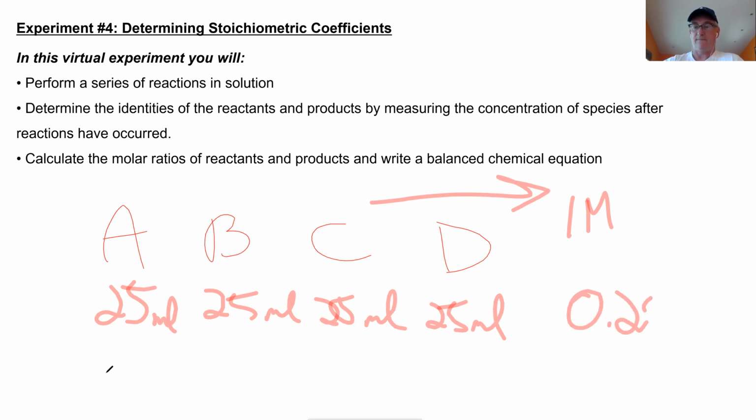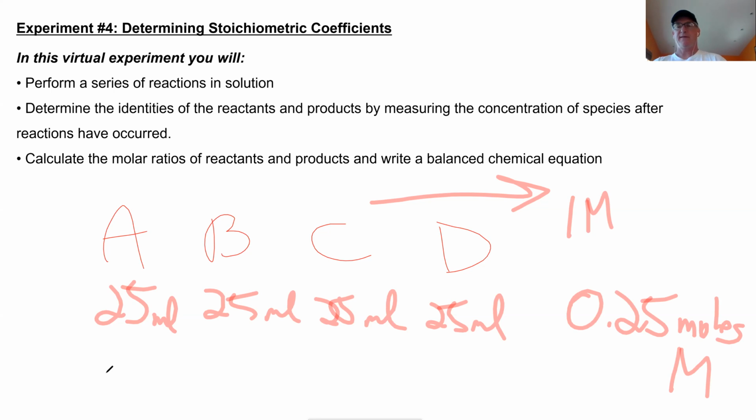0.25 what? Molarity. Molar. Right, molar. So how do we know when something's a reactant and something's a product?